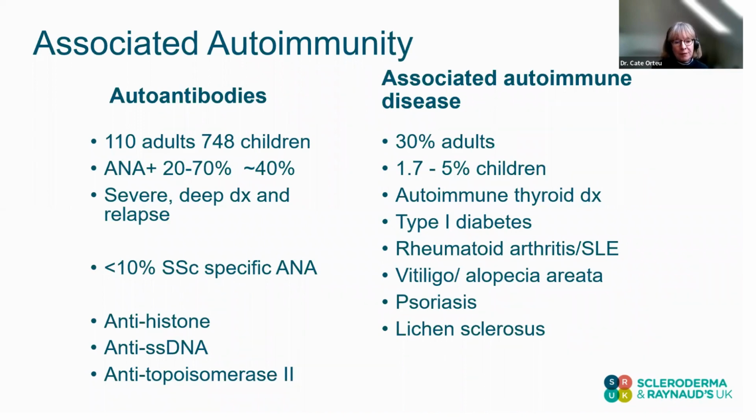And then there are a number of antibodies that are particularly recognized in patients with Morphoea, and those are antihistone, anti-single-stranded DNA, and anti-topoisomerase 2, which is different to the one associated with systemic sclerosis. And these are not done routinely, but there is a little bit of information that suggests that they may be associated with particular patterns of disease. So going forward, that may change.